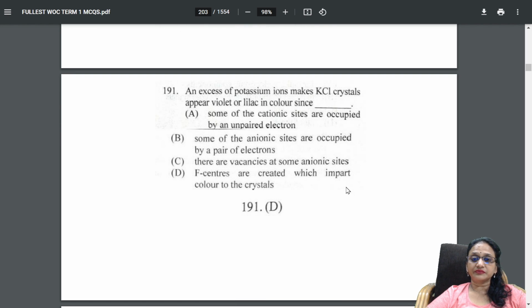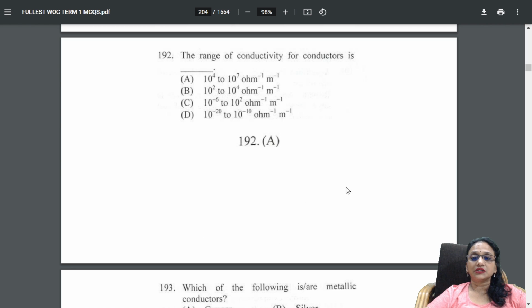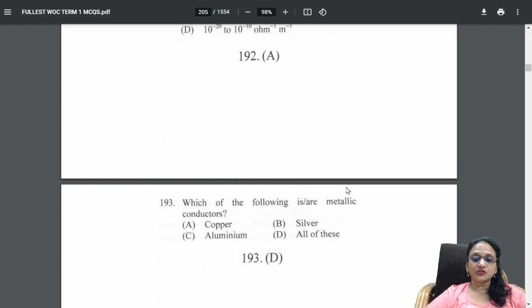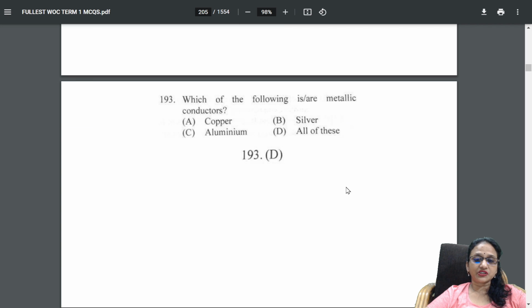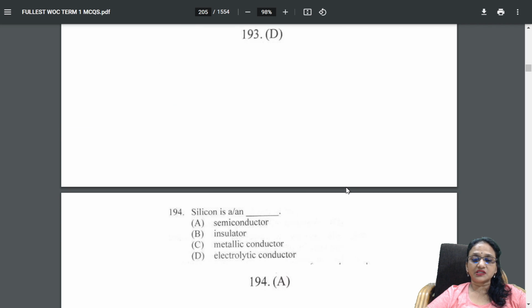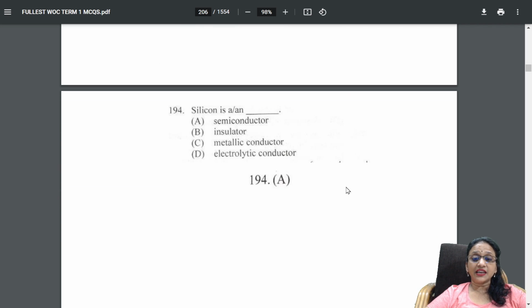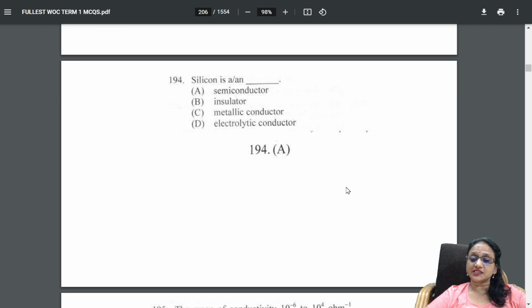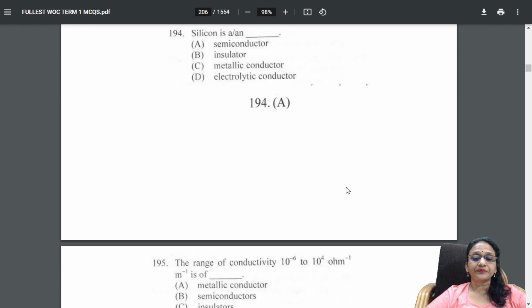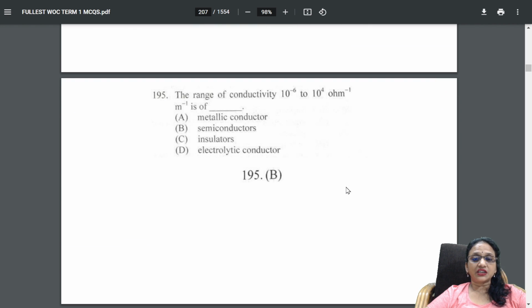One more question. This is for the state board students. Conductors, you don't have for the CBSE. This is also for conductors. CBSE state board students have electrical properties, that's the reason I took this question for them. Range of conductivity question.